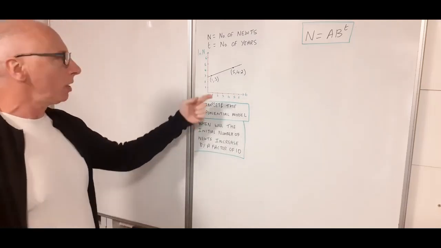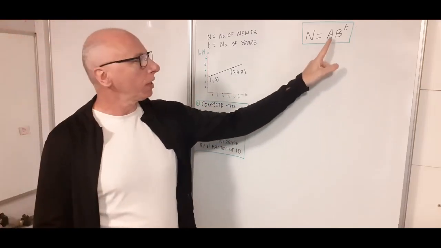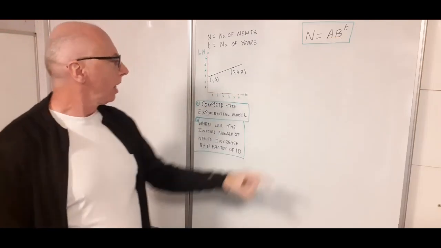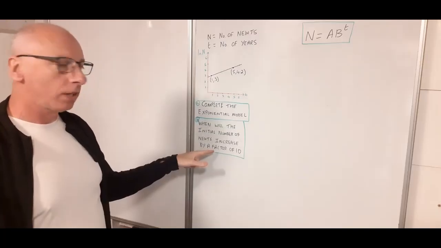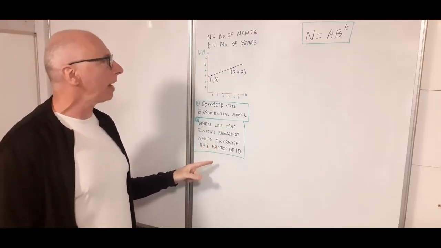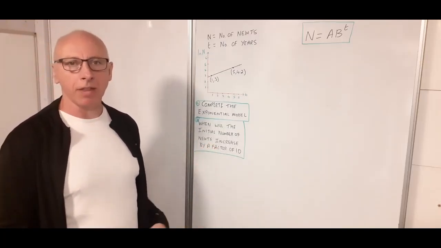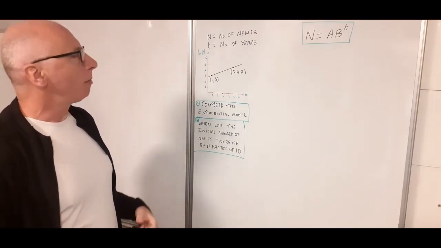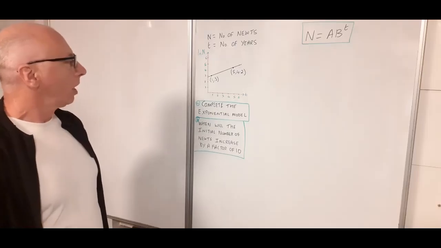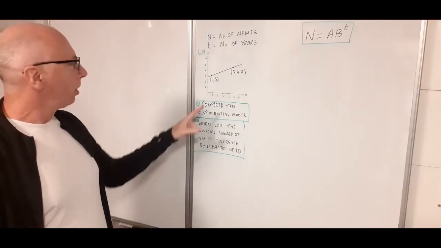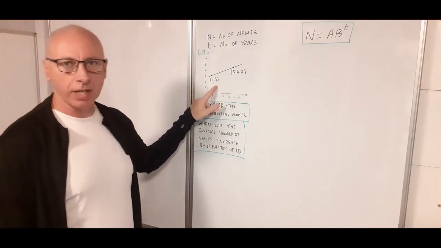And what we want to do is complete the exponential model. So we need to find these constants a and b. And we need to find out when the number of newts will be multiplied by 10 from its initial amount at the beginning of this investigation, shall we call it. So what we're going to do first, we're going to try and make some sort of sense of this.